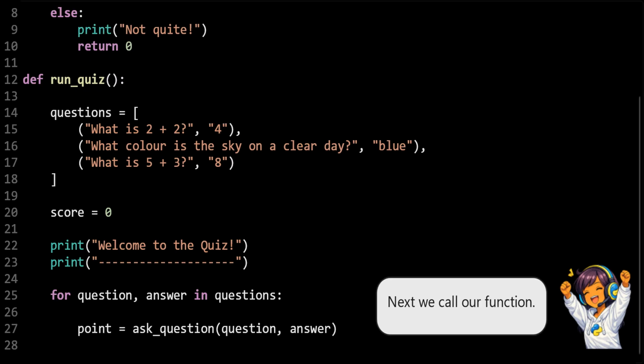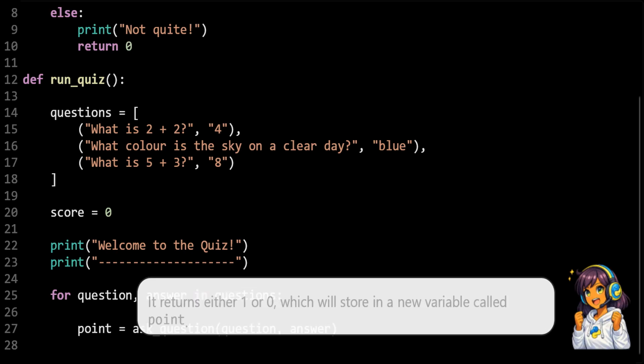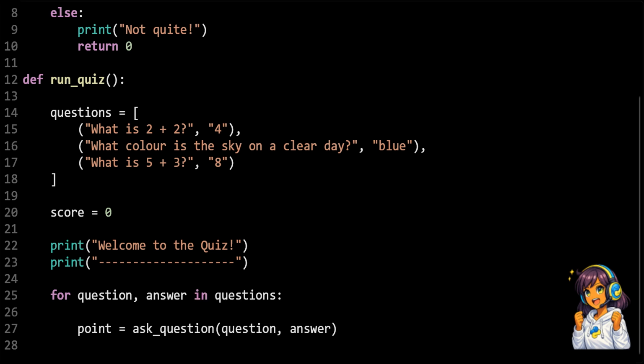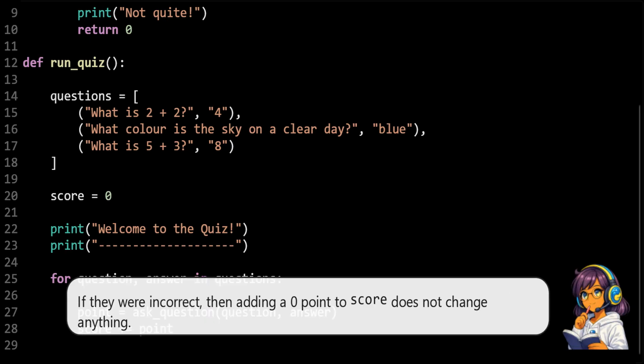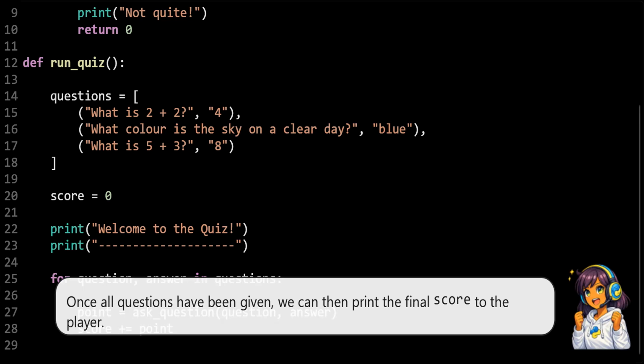Next, we call our function. It returns either 1 or 0, which we store in a new variable called point. We add the returned point to the score variable. This increases the score if the answer was correct. If they were incorrect, then adding a 0 point to score does not change anything. Once all questions have been given, we can then print the final score to the player.